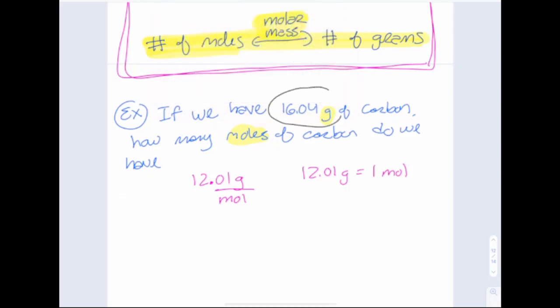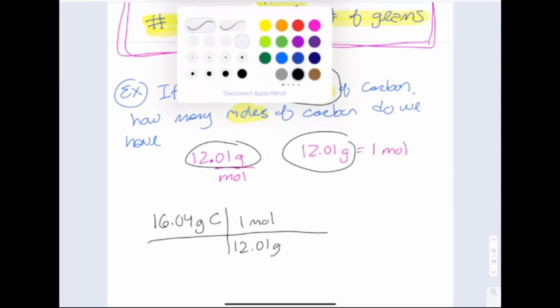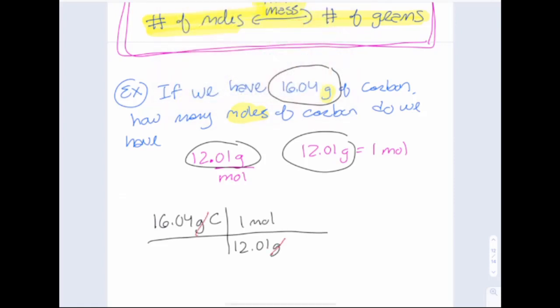So we're going to start with what's given in the problem. 16.04 grams of carbon. And then remember, for units to cancel, they have to be opposite of each other. So since grams are on top, grams have to go on the bottom. The 12.01 goes with the grams, so that has to go on the bottom. And then the 1 mole goes on the top. We will cancel our units. We're left with moles, which is what we're looking for.